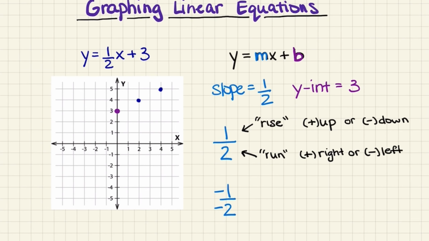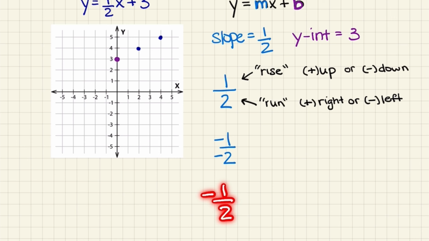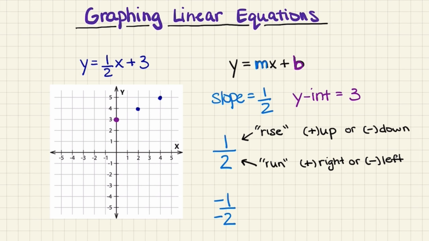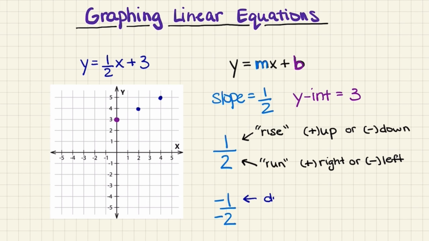We couldn't do that if we just did -1 over +2. That would not be equal. We also couldn't do +1 over -2. That would not equal this either. But if we do negative divided by negative, it is the same. So now that we have it written like this, let's write what that means for our slope. So since it's negative, we are going to go down 1 unit, and the number on the bottom tells us left or right. Since it's negative, we're going to go left 2 units.